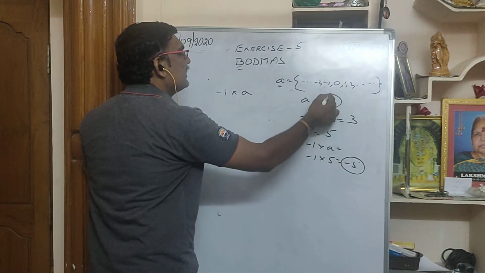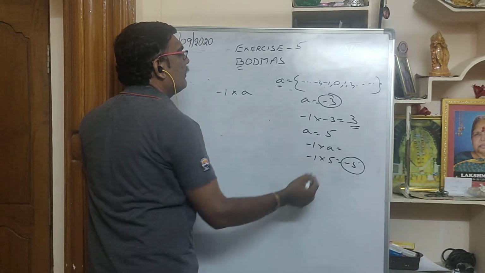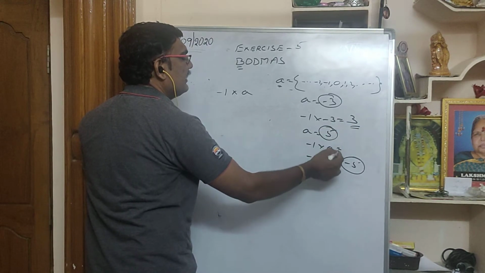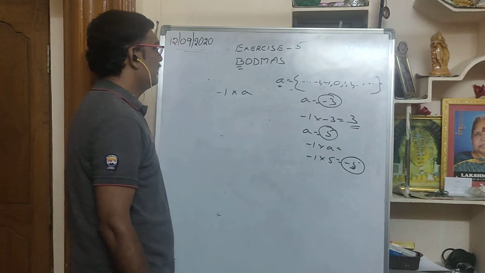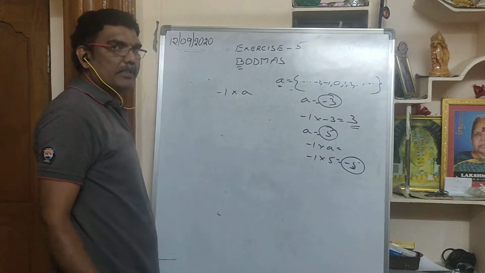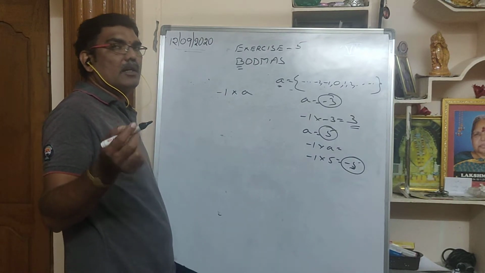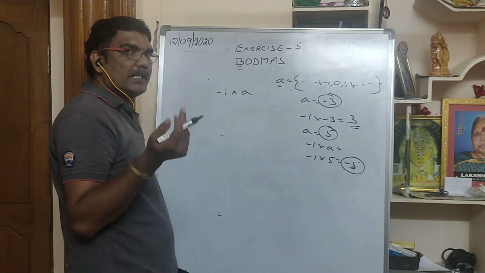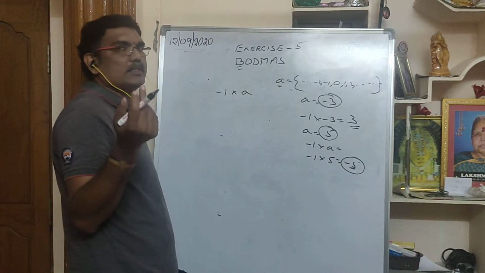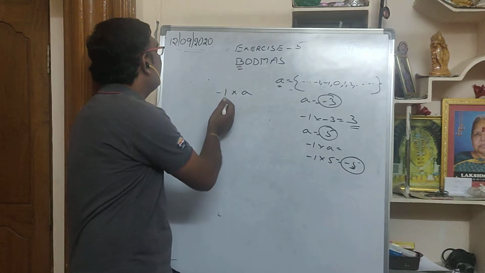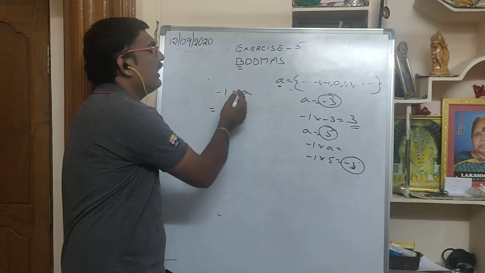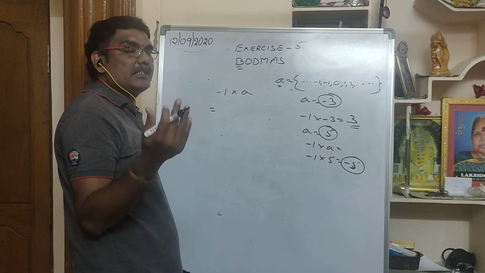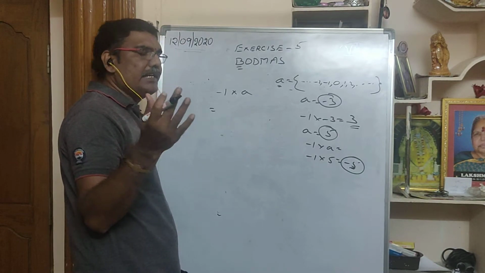So what are you getting? A is minus 3 means here you are getting plus 3. A is 5 means you are getting minus 5 as the answer, if you multiply with minus 1. What is happening here? What you are observing in the question, if the sign is minus, you are getting plus. That's it. So same here, minus 1 into a for any integer. A means you can keep any integer.